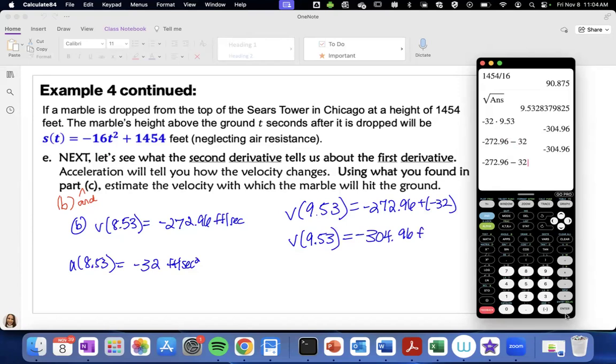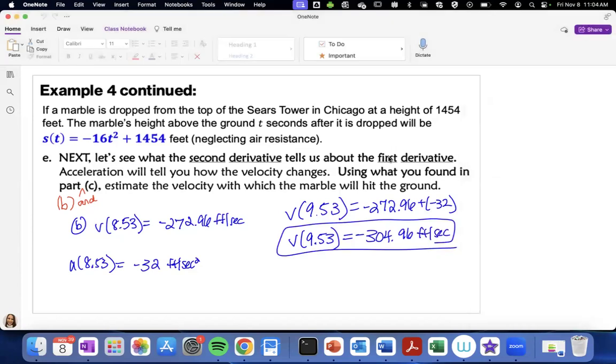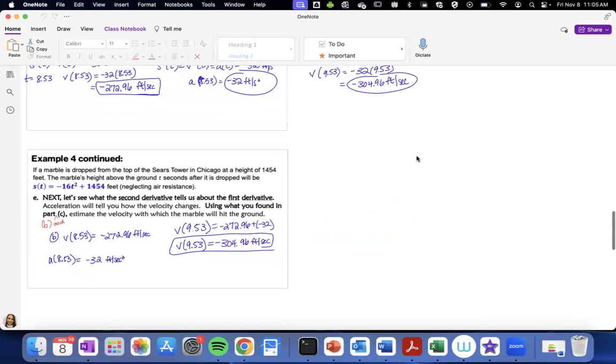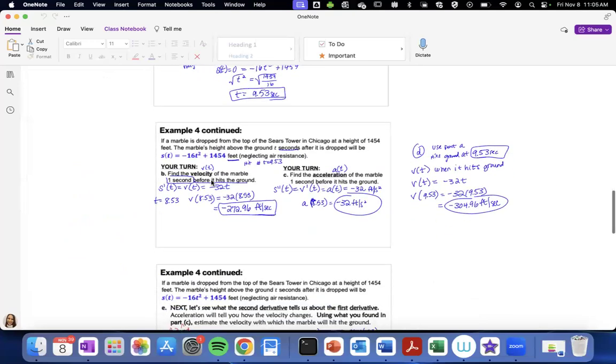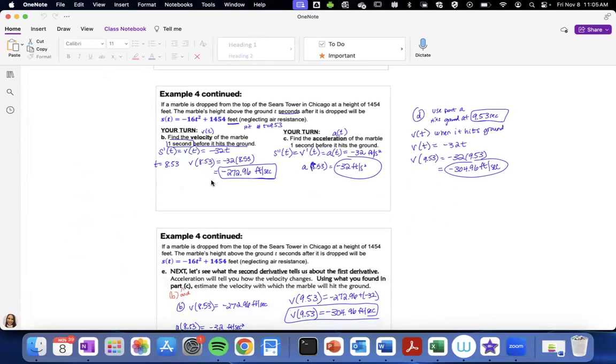Let me recap to show you kind of what we did. I'm going to zoom out here. We found the velocity at impact two different ways. And I just wanted to show you how acceleration and velocity connect. So if I ask you to find the velocity at impact, I'm probably going to find the t value where it hits the ground, which in this case was 9.53. And then I would find the velocity at 9.53 by taking the derivative and plugging in the time, 9.53, and then getting a value. That's the easiest way to do it.